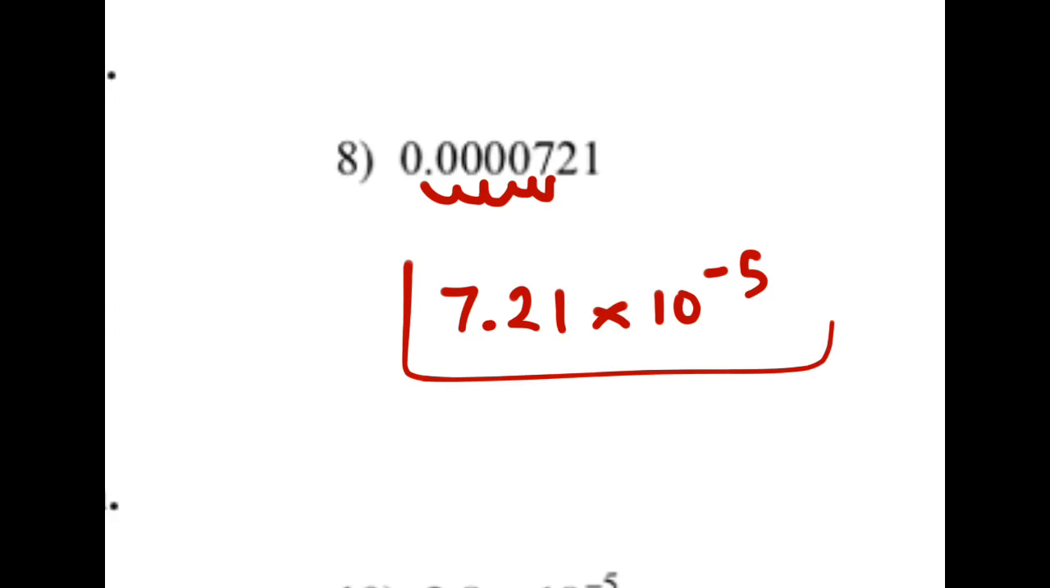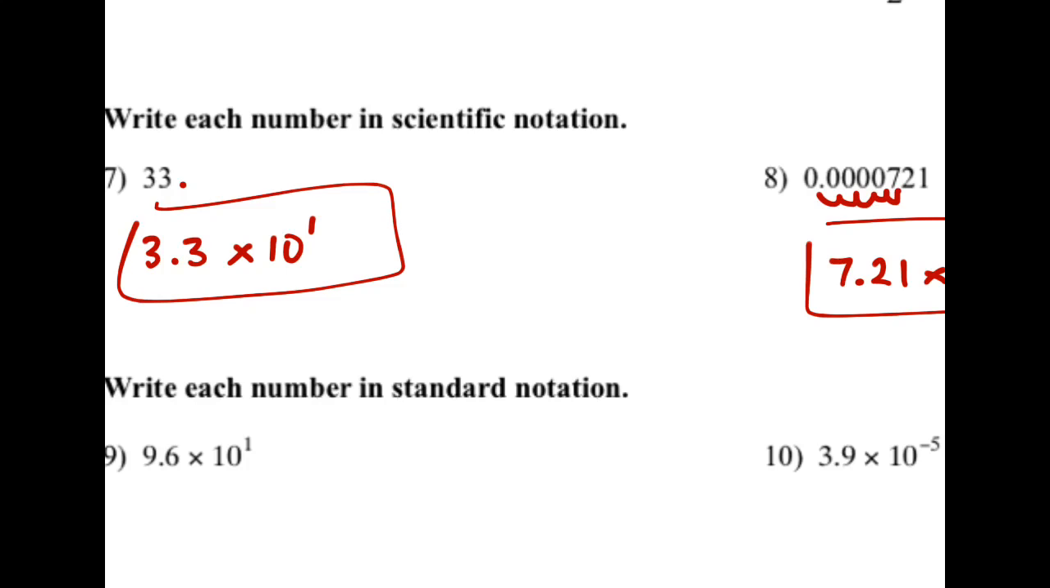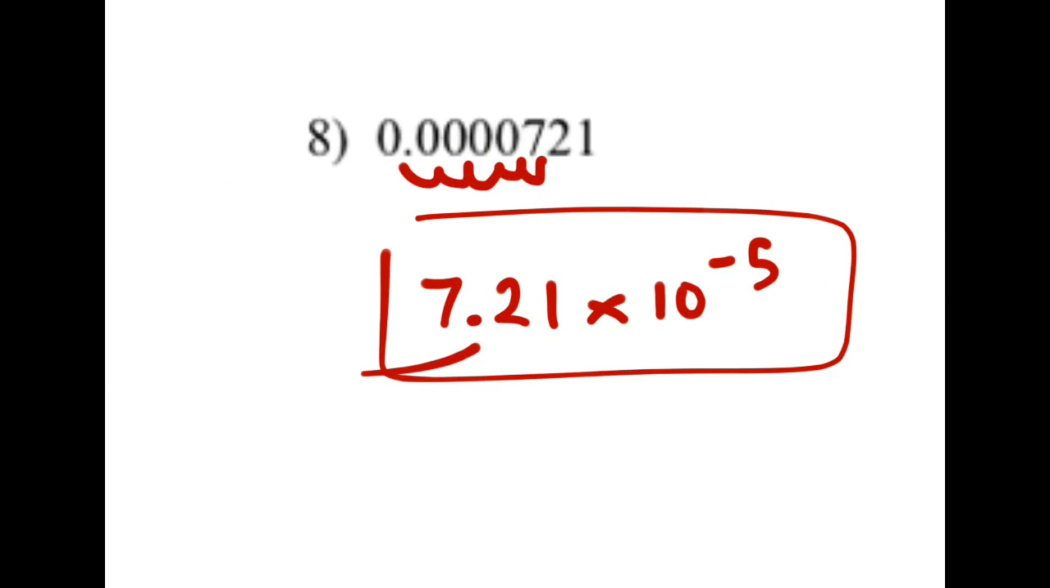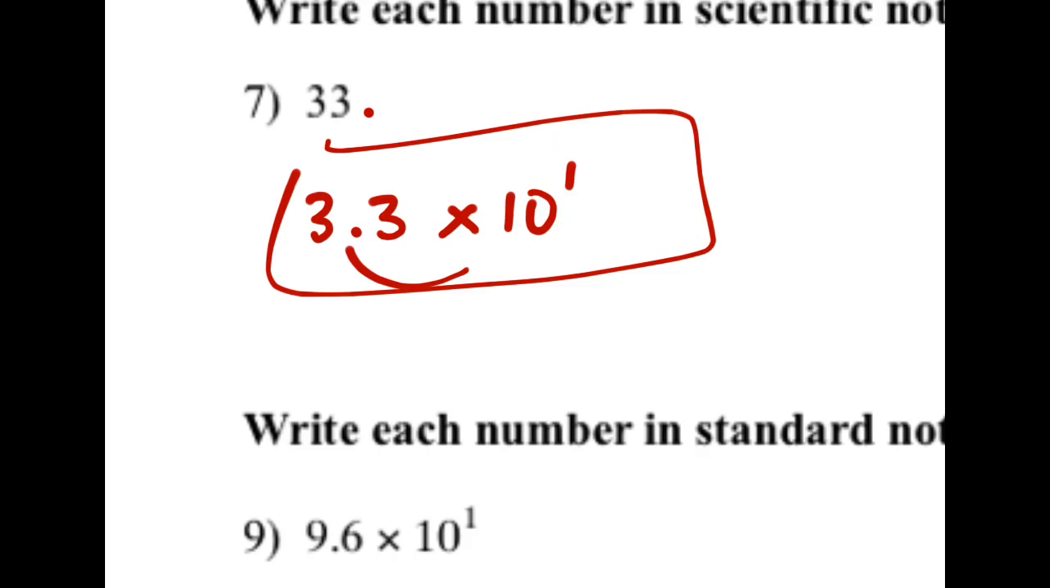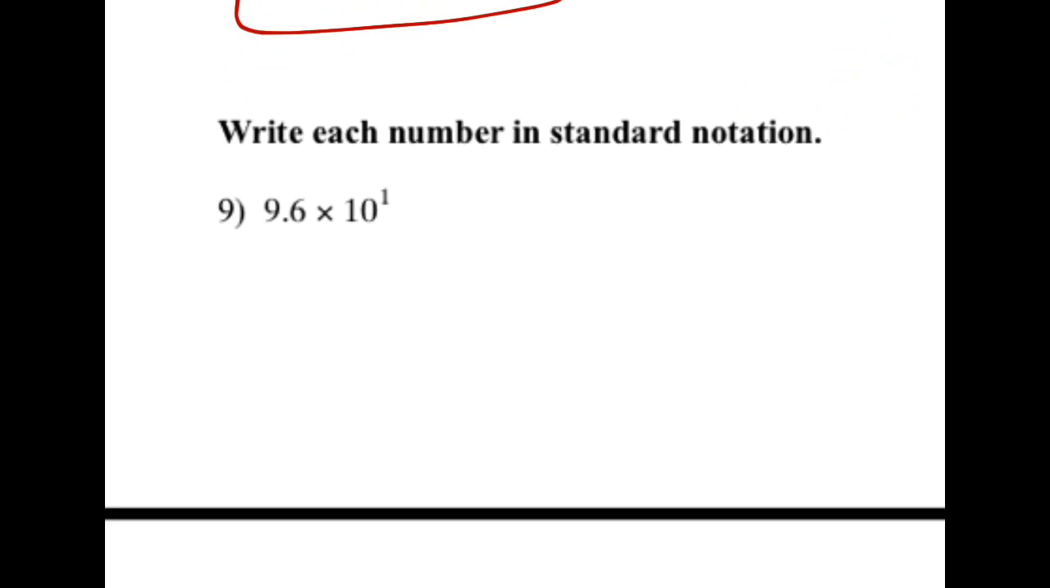Let's move on to this one. Remember, to write it in scientific notation, I want the decimal to be there. So 1, 2, 3, 4, 5. So 7.2. And I would move it to the left, so we have to do times 10 to the negative 5. That's your answer. Anytime we're moving it to the left, we have a negative. Anytime we're moving it to the right, we have a positive. And there we go for that.